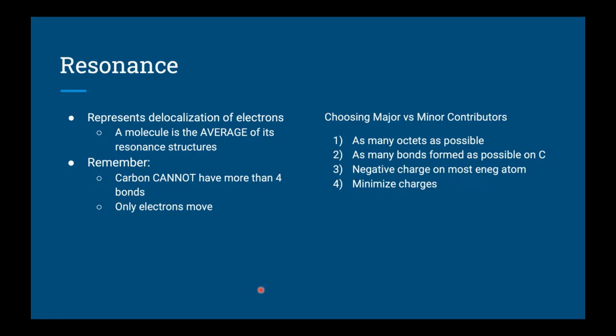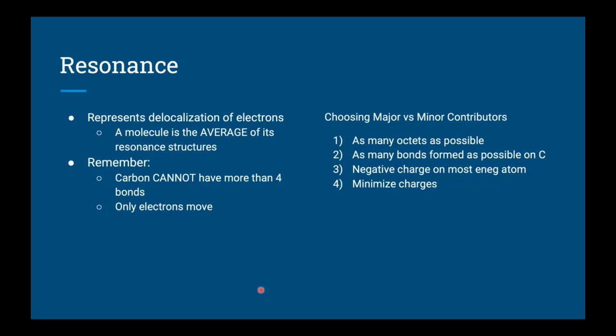Some things to remember again are carbons cannot have more than 4 bonds. When you're building those resonance structures, do not ever create something where your carbon has 5 bonds or 6 bonds. It does not work. And then another thing to remember is only electrons are moving. We're not moving anything else right now. You should only be moving those electrons when you're looking at changes in charge, like where charges are moving.